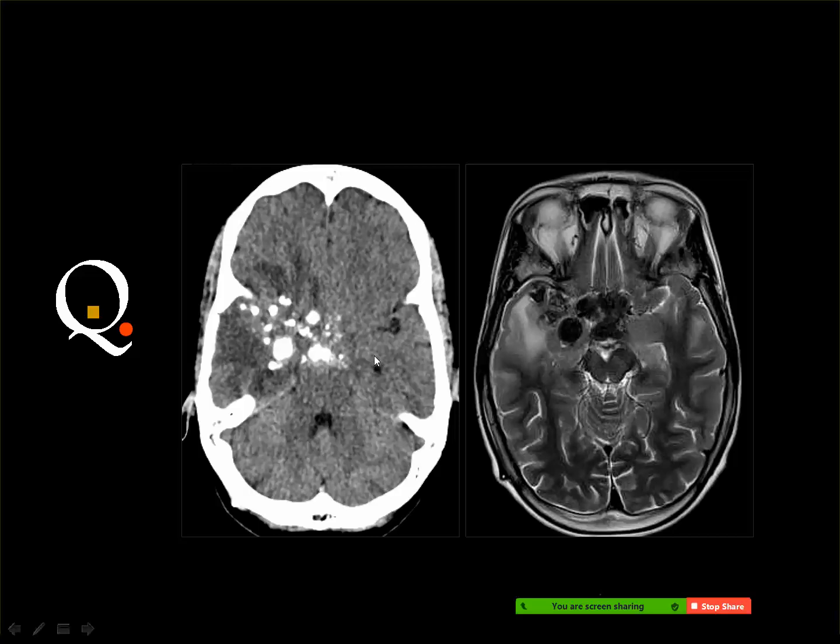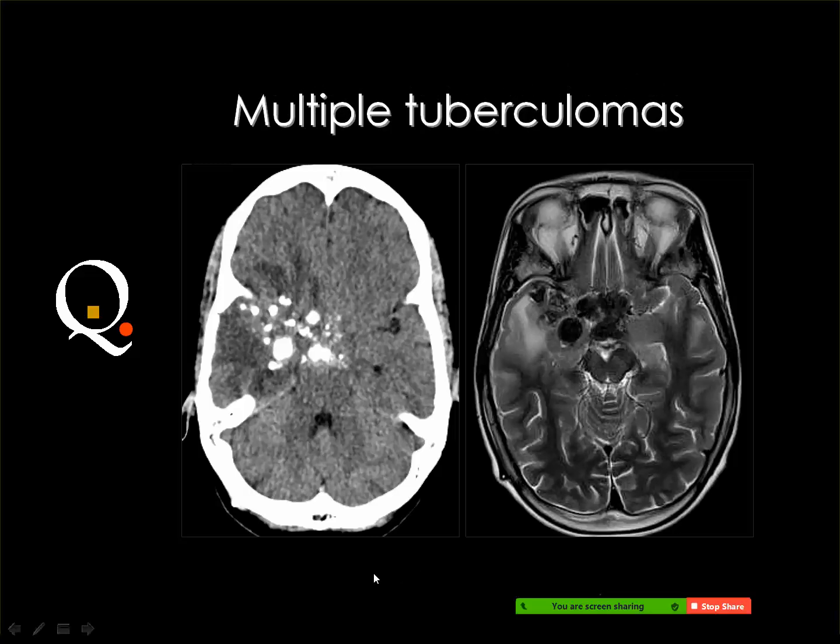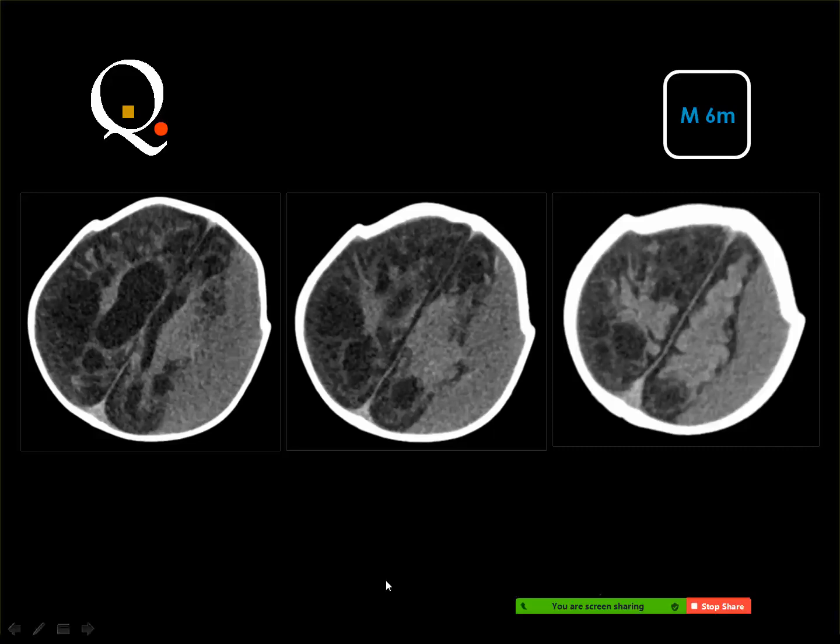Okay, you see multiple dots of calcifications. Some of them are in the extraaxial space in the suprasellar cistern, and others are located in the brain, and they are surrounded by some edematous changes, and these are calcified tuberculomas. Yes. Okay.